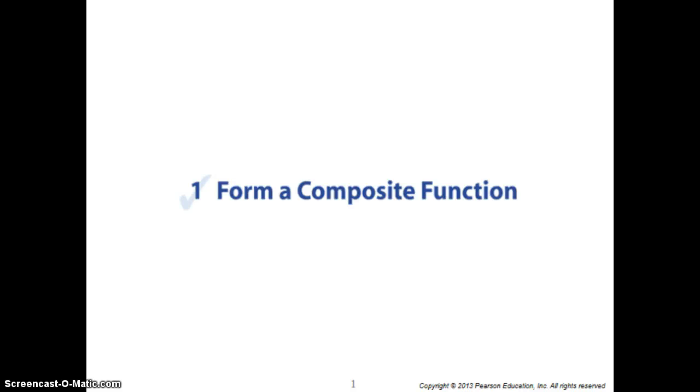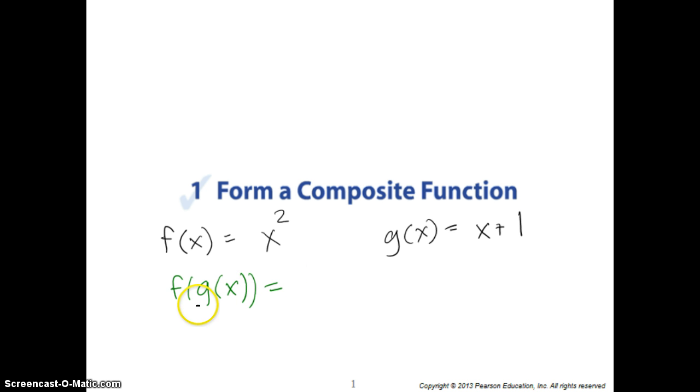Okay, so this video is going to explain to you what a composite function is and how you can evaluate a composite function. So first, what is a composite function? A composite function is a function that is composed of two different functions. So for example, you have f of x equals x squared and g of x equals x plus 1. A composite function would be something such as f of g of x, where you're taking g of x and plugging it into the x in f of x.